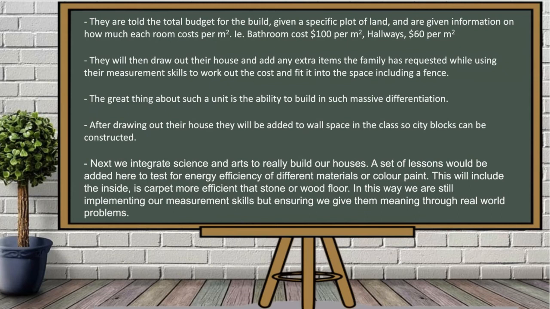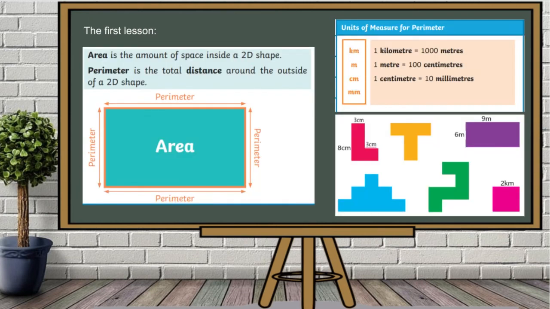And so then you're talking there about what energy efficiency is, and you're adding in that stuff from the science curriculum. But you're also still including measurement, because you're still measuring your temperature gauges overnight and the time it takes in order to actually get a real world measurement of those. So like I said, in this way, you're still implementing your measurement skills, but you're ensuring we're giving them in a meaningful way through real world problems. So all right, on to the first lesson.